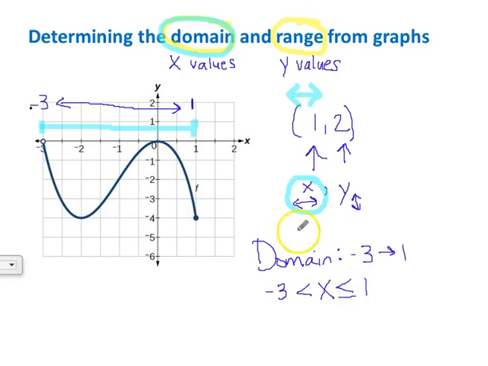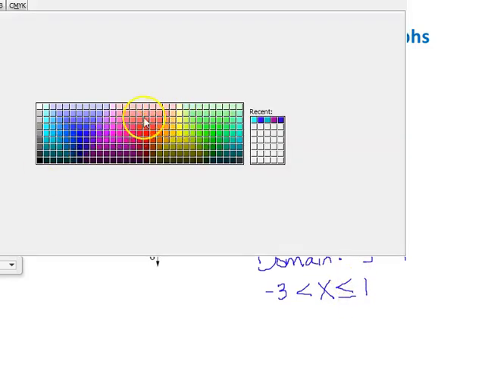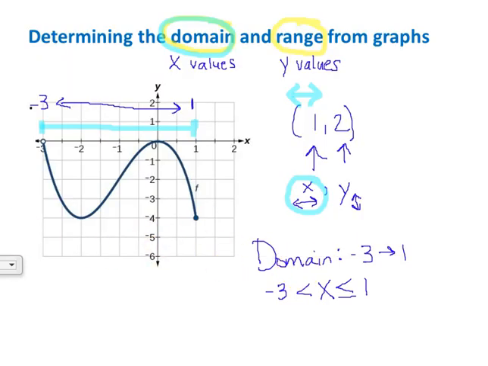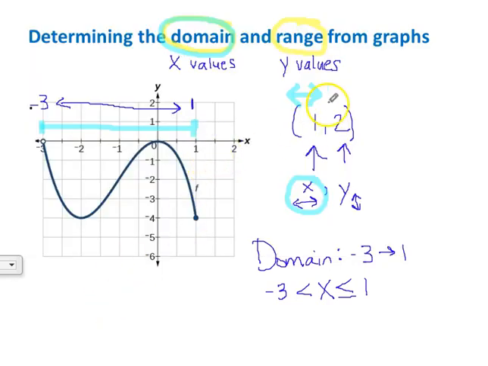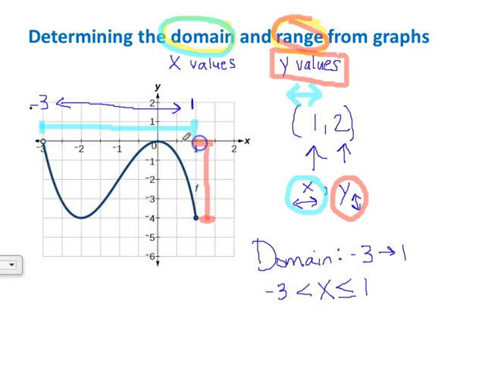So that's our domain. Now what about our range? Let's do this in red. The range is our possible y values. Remember, that tells us up and down. So the range is our possible y values, the possible places we can be vertically on this graph. The furthest down we can go is at -4, and then the highest we can go is to 0. Again, we're focusing on our y values for our range.